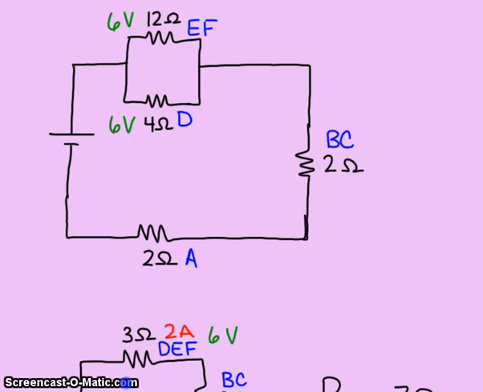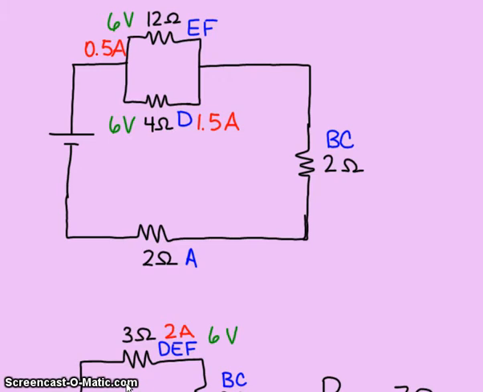I know voltage and resistance this time. I can easily calculate current. Go ahead and pause the video to do that, and unpause when you have the values to check with what I have. Hopefully you got 0.5 amps and 1.5 amps.